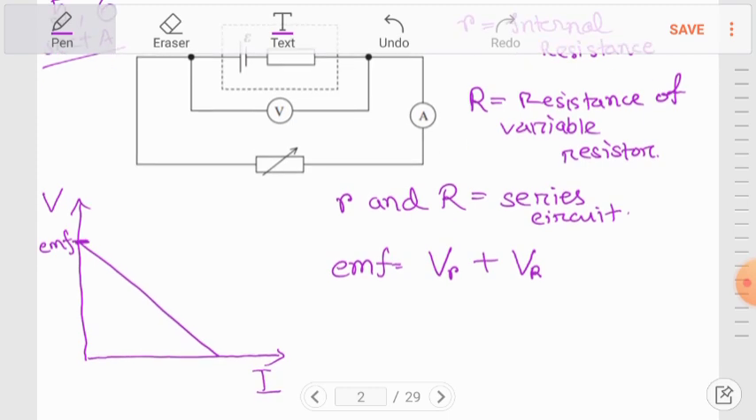Now as we know, according to the equation V = IR, we can use it for the internal resistance. Now it will be EMF equals, instead of writing V subscript r, we write rI, just replacing V with its value, resistance times current. So EMF = rI + V subscript R, where V subscript R indicates the voltage of the variable resistor.